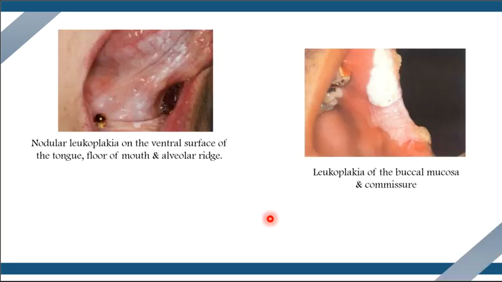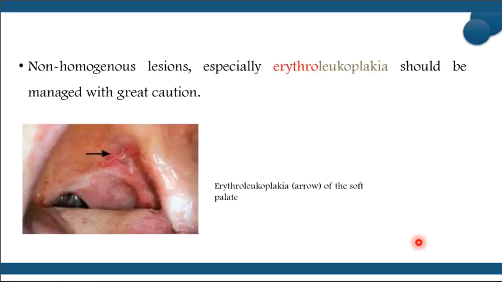speckled يعني فيها mixed. nodular can see هنا، ليه اسمها nodular؟ هنا وهنا وهنا، اللي هي ventral surface of the tongue, floor of the mouth and alveolar ridge. ليه اسمها nodular؟ لأنها elevated شوية من الميكوزا surface. ليكوبليكيا of the buccal mucosa دي ممكن نسميها verrucous type. Non-homogeneous lesions, especially erythroleukoplakia, should be managed with a great caution.